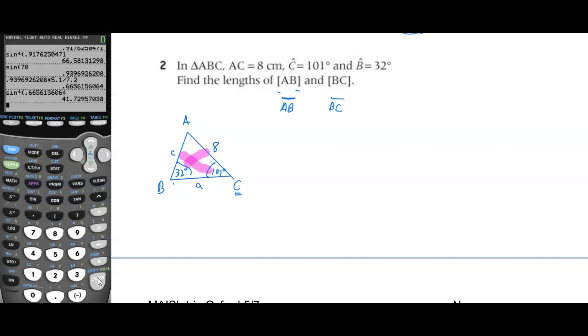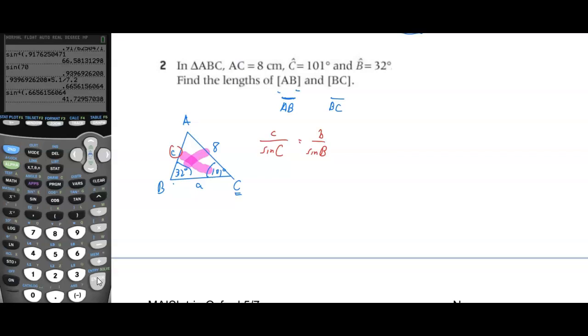Why is that? Because we don't know angle A, and we don't know side A, so that side's a little bit more difficult. Now in this case, we're looking for side C, so we're going to do law of sines with the little c on top and the big C on the bottom. So we're doing C's and B's, and then it's a little bit easier to do the algebra.